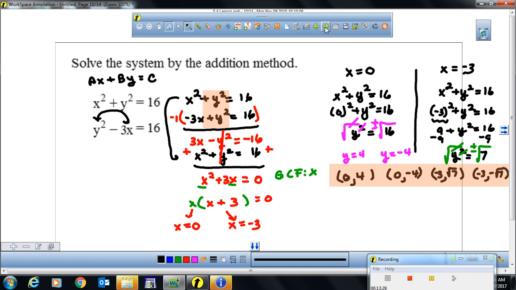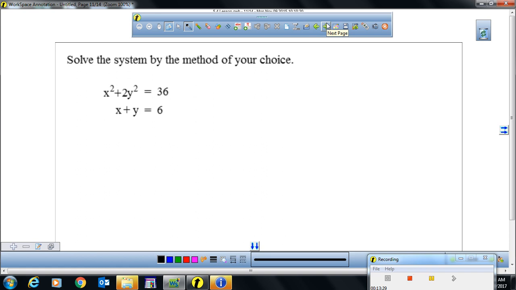Next question. Now we're going to get into the good part. We're going to solve the system by the method of your choice. Now, I want you to think that on this problem, there is only one possible way of solving it. We cannot use both addition and substitution. There's only one way that actually works. And I mentioned that in the previous problem.